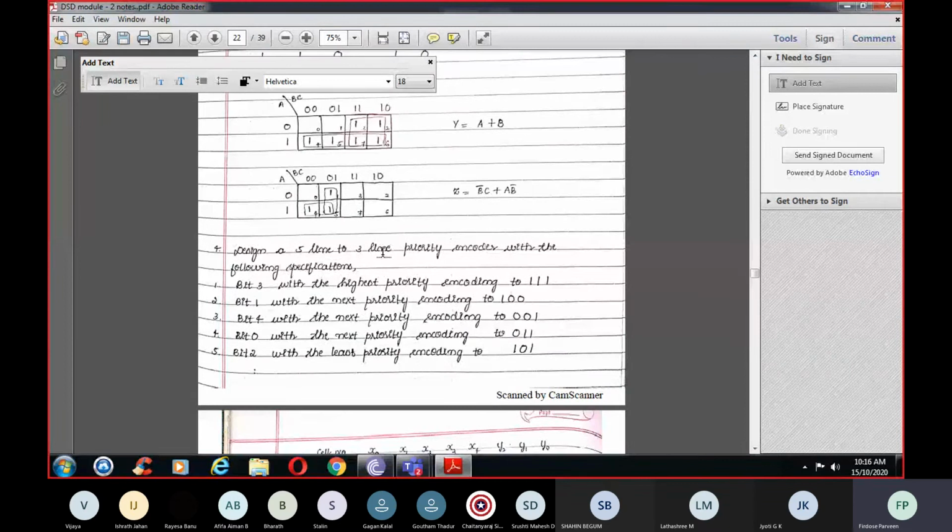Design a 5-line to 3-line priority encoder with the following specifications. Bit 3 with the highest priority, bit 1 with the next priority, bit 4 with the next, bit 0 with the next, and bit 2 with the last priority. So how many inputs are you having? You are having 5 inputs, and they have told 3 outputs. Okay. So 3 is given the first priority, 1 the next, 4 the next, 0 the next, and the last is 2.